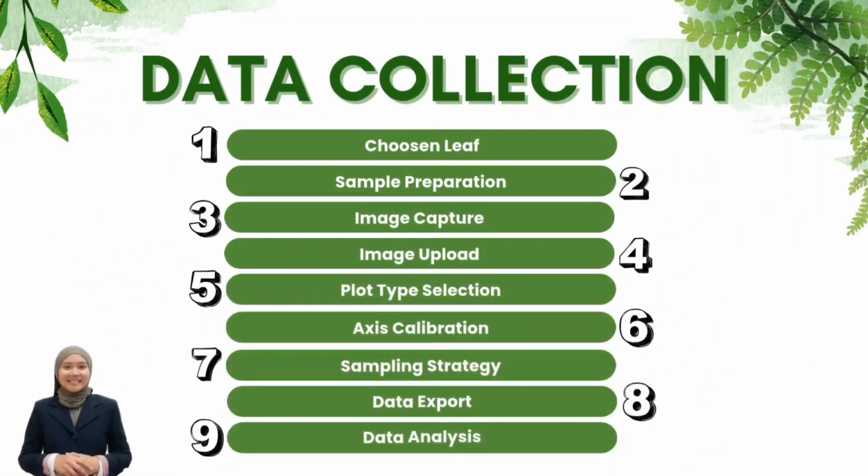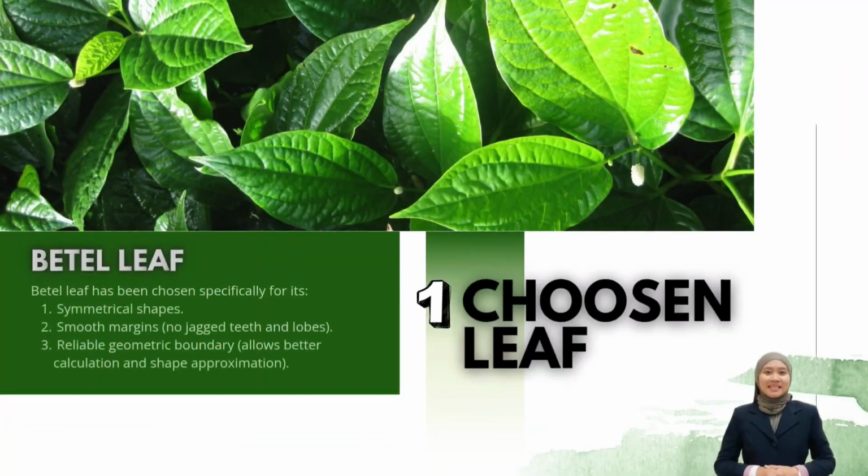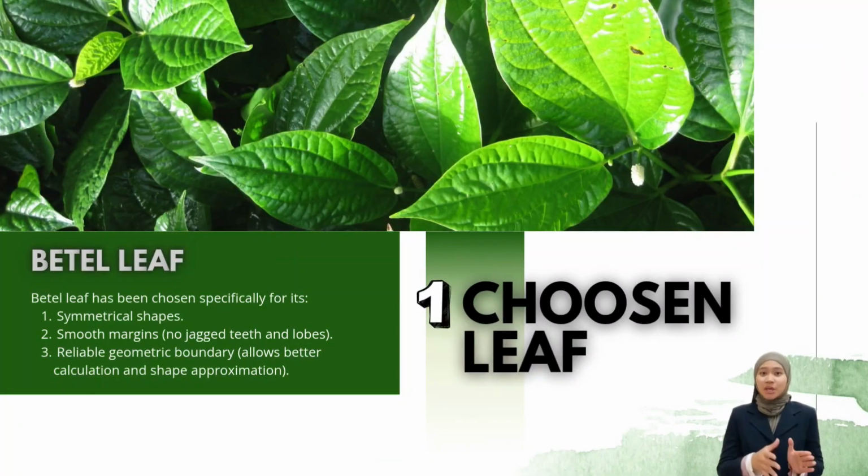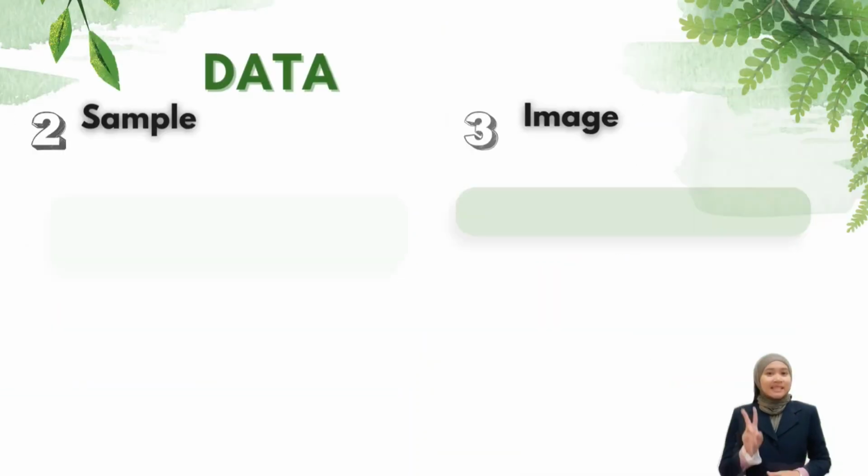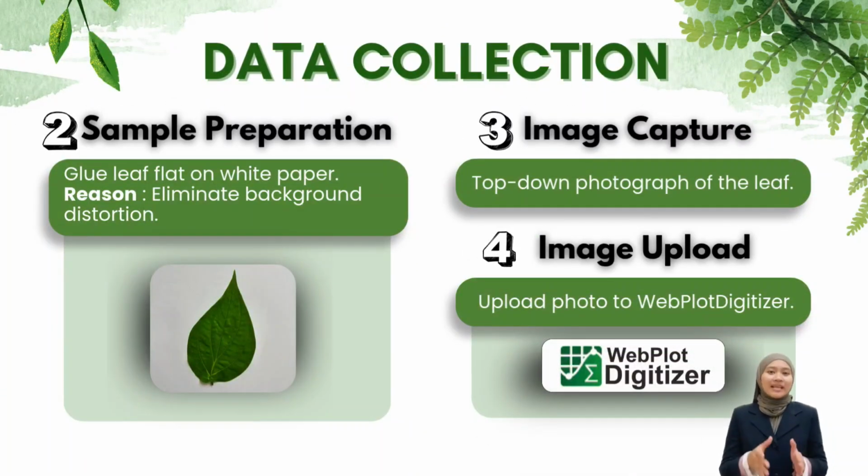Next, we move to data collection, which consists of 4 steps. It begins by selecting a betel leaf because its symmetrical shape, smooth margins, and clear geometric boundary make it suitable for mathematical analysis. For the second step, the leaf was glued onto a white sheet of paper to reduce background distortion, and a top-down photograph was taken as shown in the image.